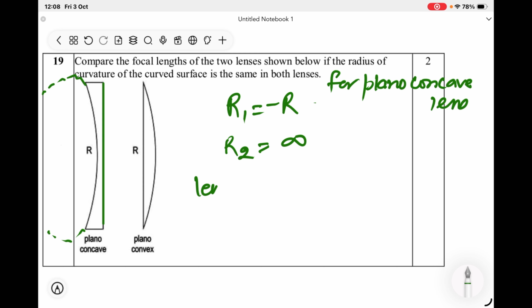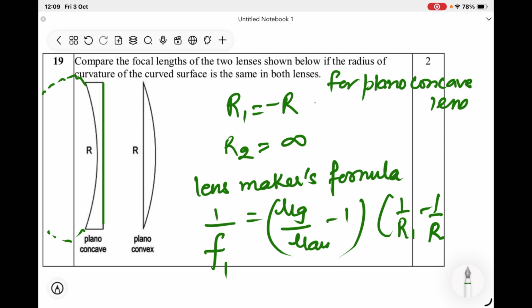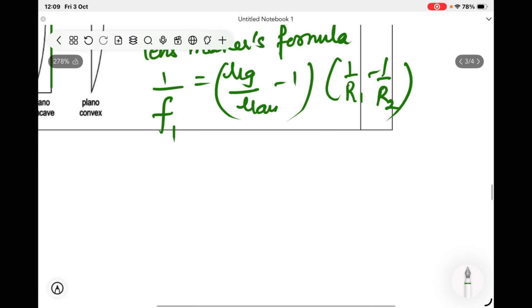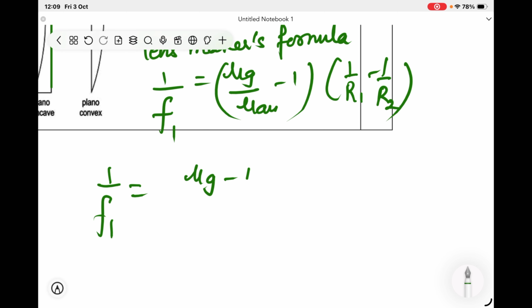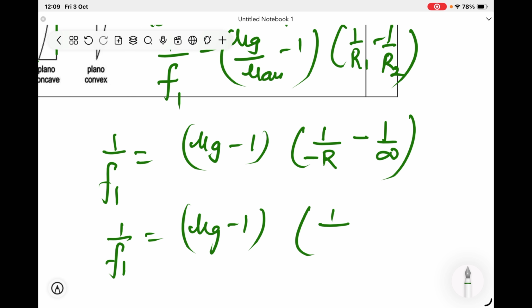So using lens maker's formula, 1 by F equals mu glass by mu air minus 1, into 1 by R1 minus 1 by R2. Now you can substitute: 1 by F1 will be mu glass only, as mu air is 1. And my R1 was minus R and R2 was infinity. So 1 by infinity is 0. So 1 by F1 equals mu G minus 1, and then it is 1 by minus R.